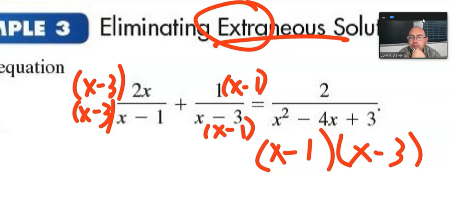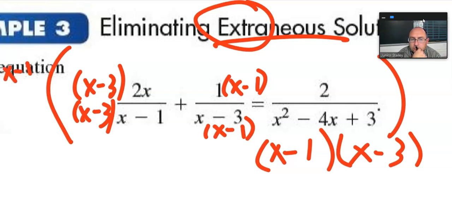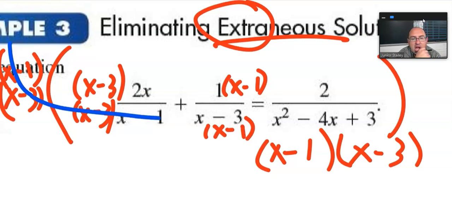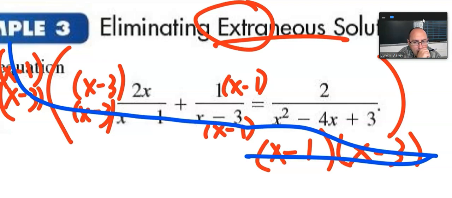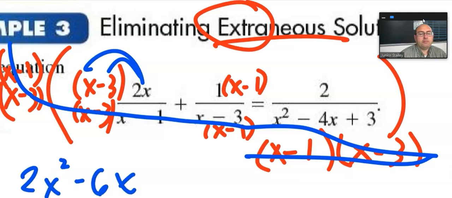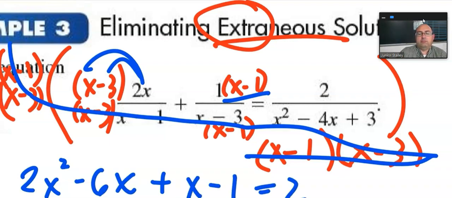Yes, you are. So if you multiply the entire thing by that common denominator, x minus 1 times x minus 3, then of course we're going to get a lot of things to cancel out. Those will cancel with those, will cancel with those, will cancel with these. Sorry, missed my x minus 1 there. And we can then distribute this to get your 2x squared minus 6x plus, and then you got this one right here, x minus 1 equals 2.